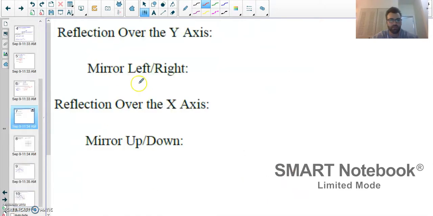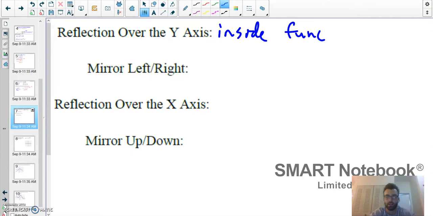Isn't that neat? All right, let's talk a little bit more about reflection. I alluded to this a little bit. I showed you a little sneak peek of this earlier in our video, but we're going to talk more specifically about it. So when we're talking about reflection over our y-axis, reflection over our y-axis always happens inside the function. And what that looks like is f of negative x.